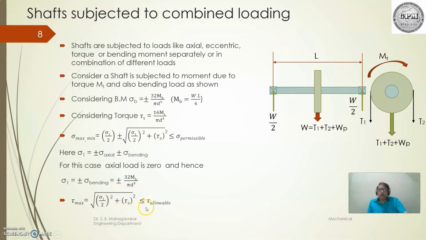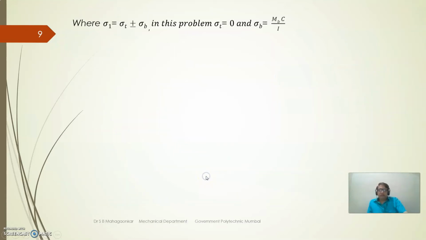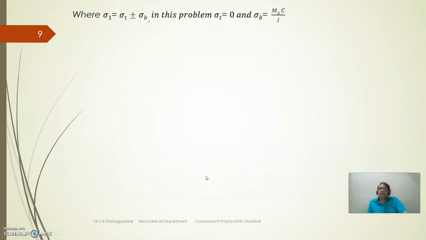This should come less than the allowable, less than the permissible. So that's how we are going to use it. Now, when you substitute these values, you can modify that equation further. Sigma 1 is equal to, I already said it, sigma t is equal to 0, and sigma b is equal to Mb into c upon I. So this is the bending stress equation, and this is the tau s equation.